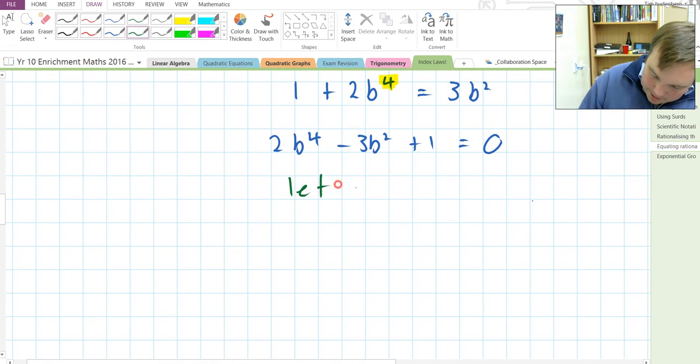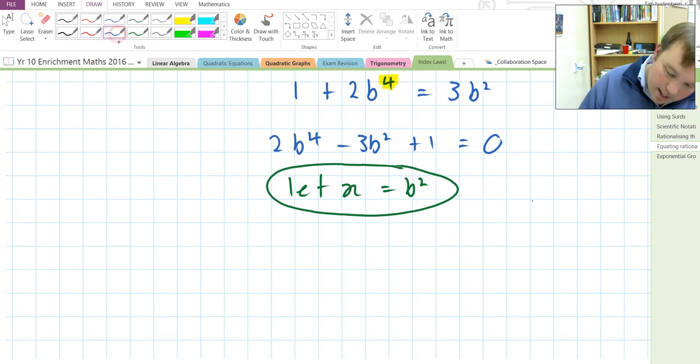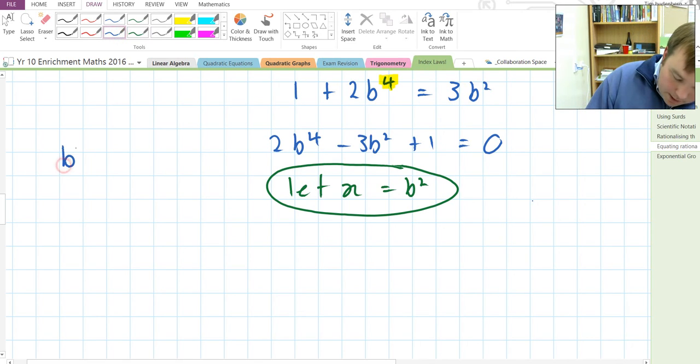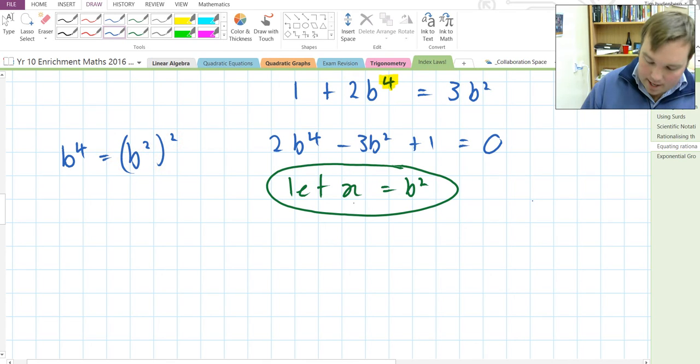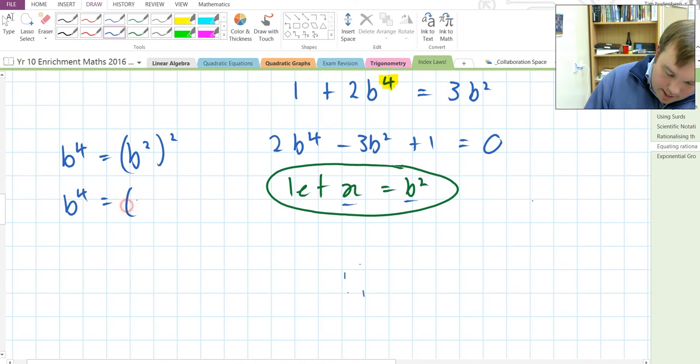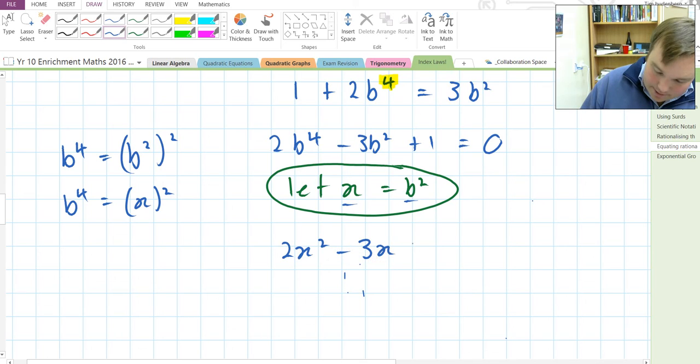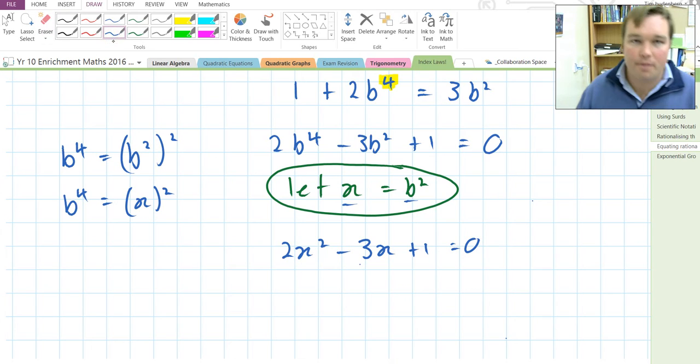We're going to say, let x equal b squared. Let's see what happens after we make that substitution, and we have done this trick before. Recalling that b to the 4 is really the same as b squared, squared. If we're letting x be b squared, then b to the 4 is really the same as x squared. So 2b to the 4 is 2x squared minus 3x plus 1 equals 0. So our very scary quartic with powers of 4, from this substitution, or this little trick, has now turned into a quadratic.